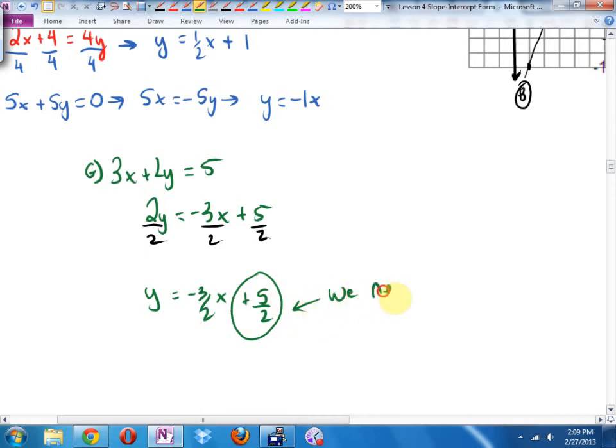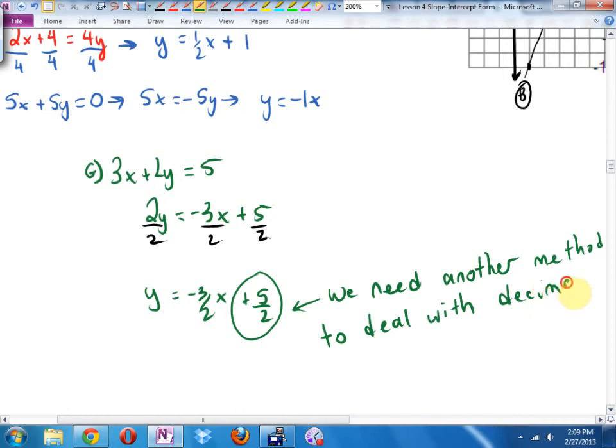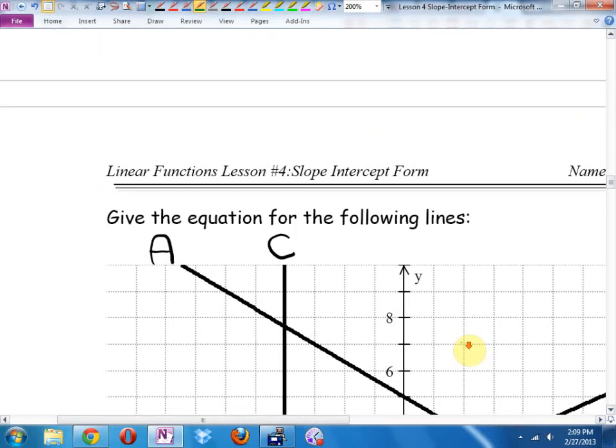We need another method to deal with decimal intercepts. That's lesson 6. We're going to learn something called point slope form or slope point form. Nearly done. Turn the page.